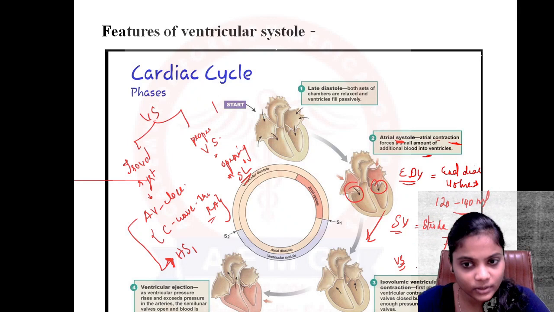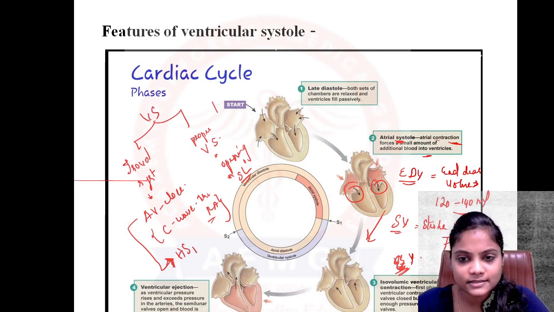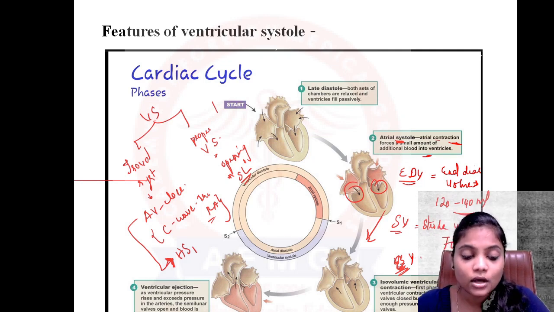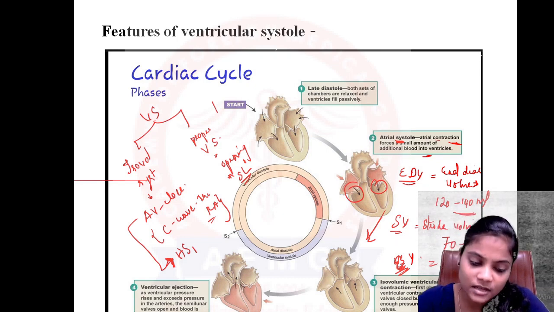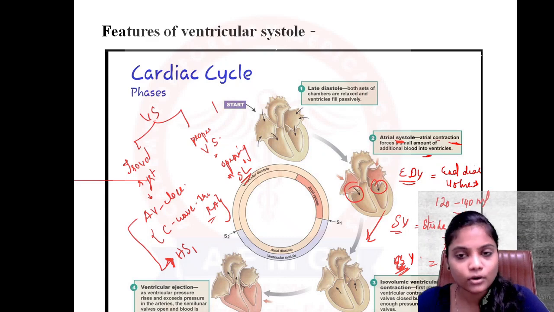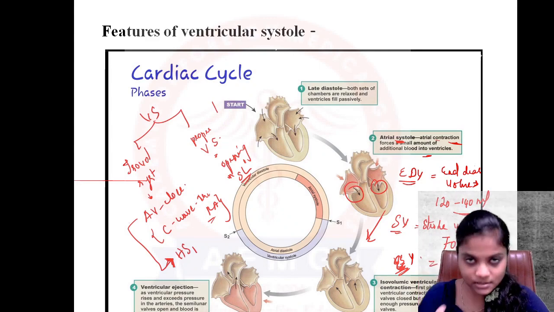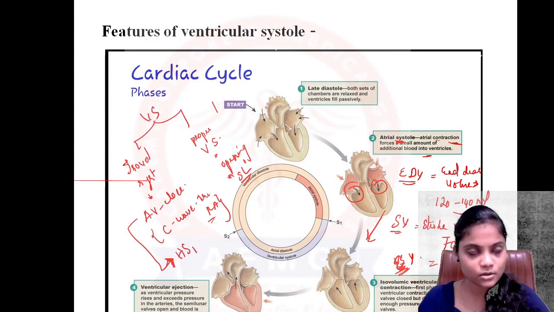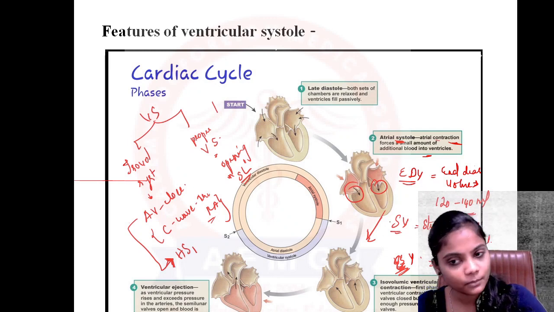If you know these both, you can easily say what is ESV, meaning end systolic volume. It is easy, right? You can easily predict the end systolic volume by taking the end diastolic volume and subtracting the stroke volume. Then how much does it come to? It is literally about 50 ml. These terms are very important, that's why I am saying it again and again. End diastolic volume is fixed at 120 to 140 ml. Stroke volume is also very important, that is 70 to 90 ml, and end systolic volume is 50 ml.